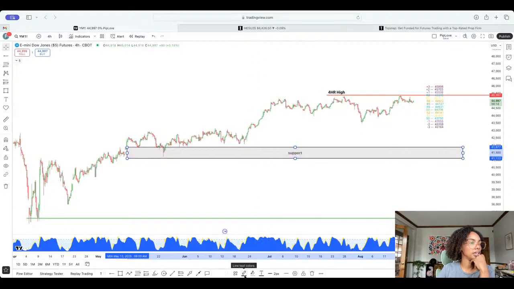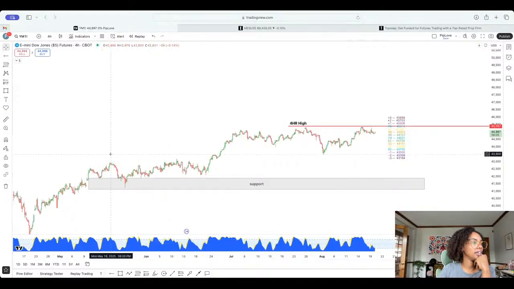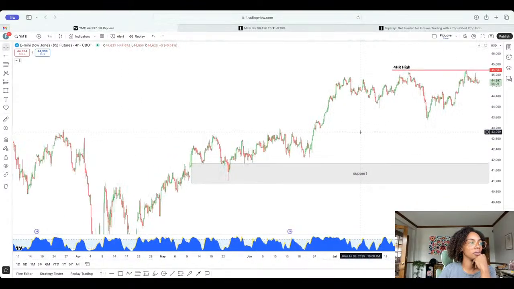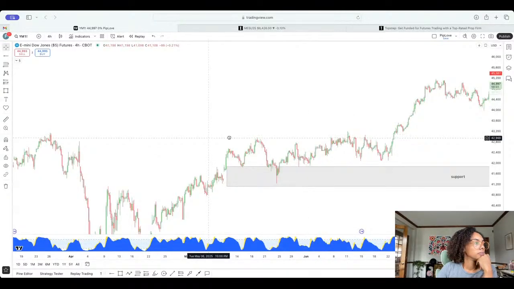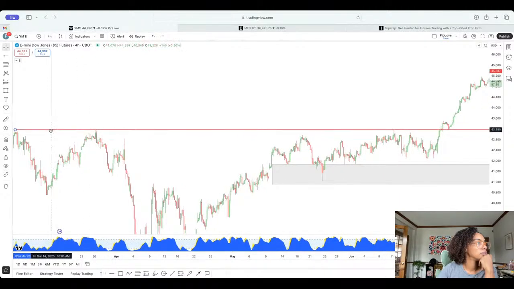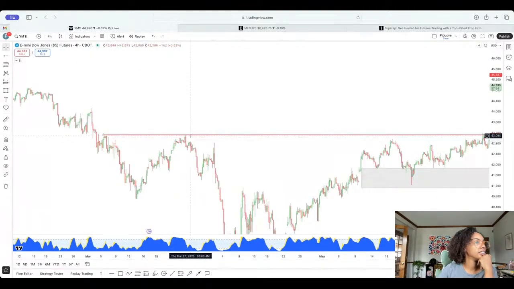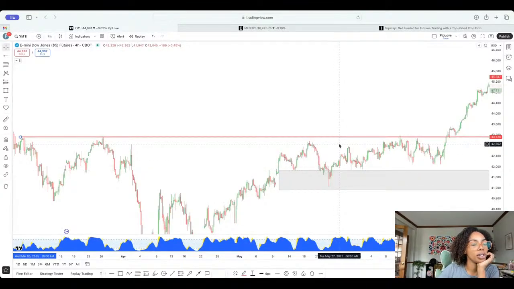I'll just keep it gray. Okay, so we had an area here. See this price point. So let's draw a line. This area was resistance at one point. It was resistance again, and then we broke here. So we can have this as a resistance area. It looks like it's 43,130 around that area.